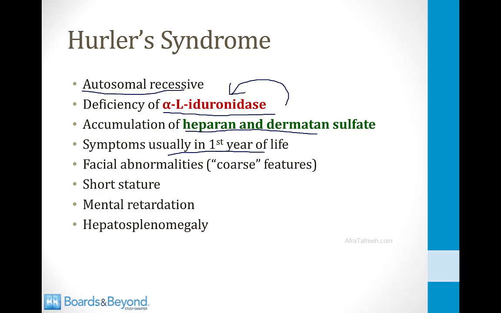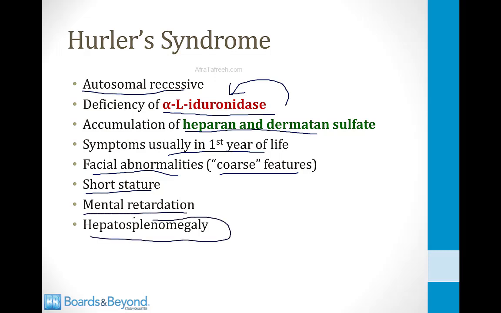One of the most obvious and striking features of Hurler syndrome are the facial abnormalities. These children are described as having coarse facial features, and if you Google Hurler syndrome, you can see many pictures of children with this disorder. It's very obvious to recognize once you know what it looks like. In addition, they have short stature and mental retardation, and they also tend to have hepatosplenomegaly.